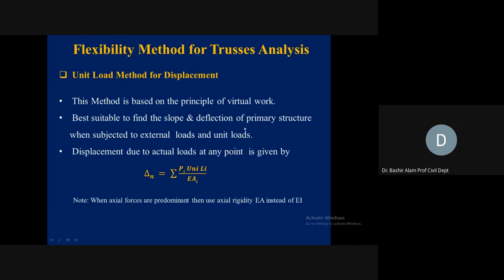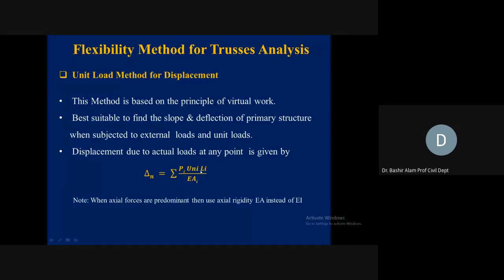Best suitable to find the slope and deflection of a primary structure when subjected to external loads and unit loads. Displacement due to actual loads at any point is given by this, and here we are talking about the axial loads. Now here we don't have the integral sign. What is the reason? The reason is that the axial forces will be constant throughout the length of the member. In bending moment, it was changing, and to capture the total we integrated because of the variation along the length of the member, but here it is constant. So here we don't take the integral.